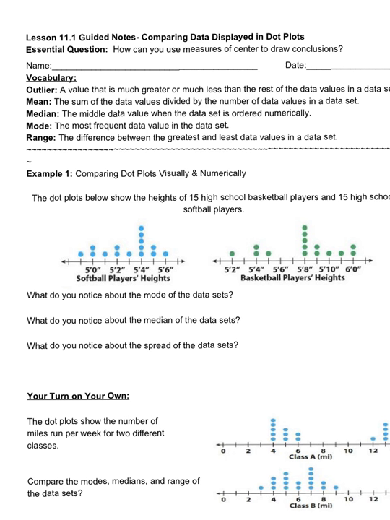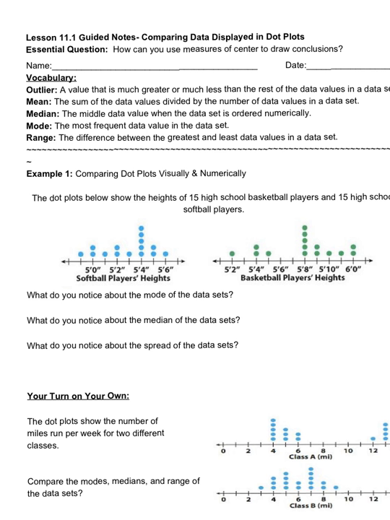Second vocab term is mean. We also know that as the average, and that is the sum of the data values divided by the number of data values in the set. So that's how we find the mean. Then we have the median, which is the middle data value when the data set is ordered numerically. So when it's in order, what value is in the middle. And mode is the most frequent, so that's what we see the most of. And then the range is just the difference between the lowest and the highest data values.